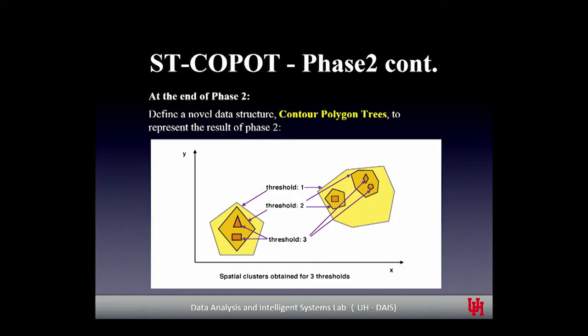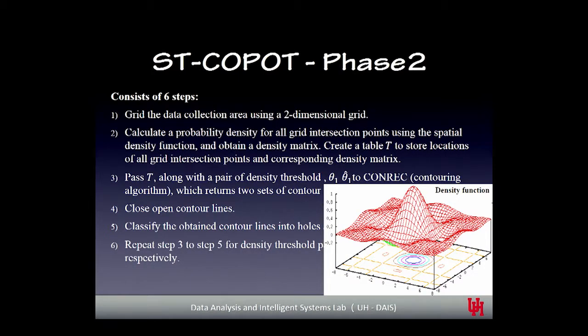We might get more than one hill, so we define a data structure called the contour polygon tree. That's where our name comes from, ST-COPOT, contour polygon trees. This is an example of what you may get for each batch. We have two hills. This region means you have a high density of points. Here I use 3 density thresholds, and if you go inside the region, the density goes higher. Now we come to the third phase.